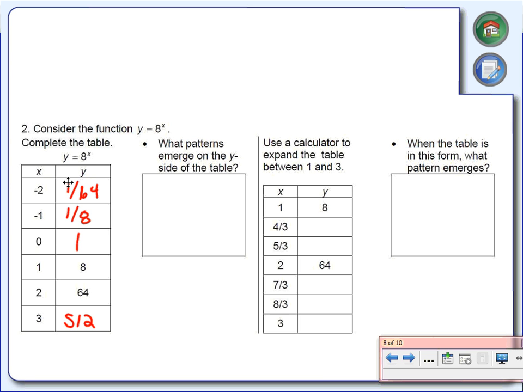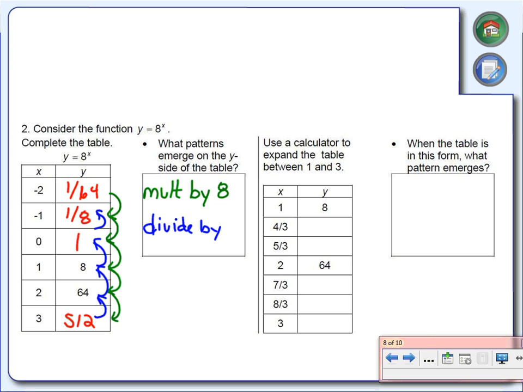All right, so let's take a look at the table. Just like we did with the first one, what pattern emerges on the y side of the table? As we go down the table, what are we noticing here? What are we multiplying by this time? 8. We're multiplying by 8. Of course, as we saw earlier, if I go up the table, rather than multiplying by 8, we would be dividing by 8. Dividing by 8.